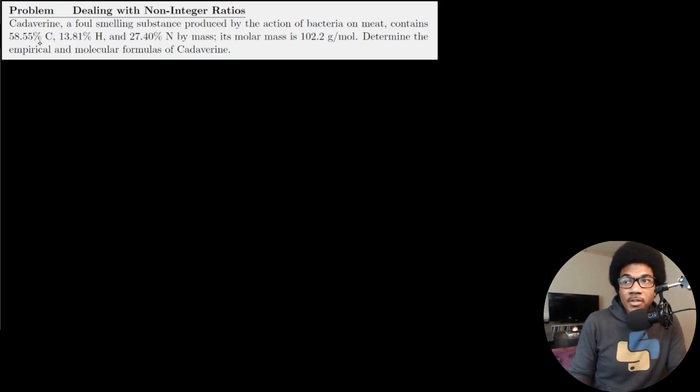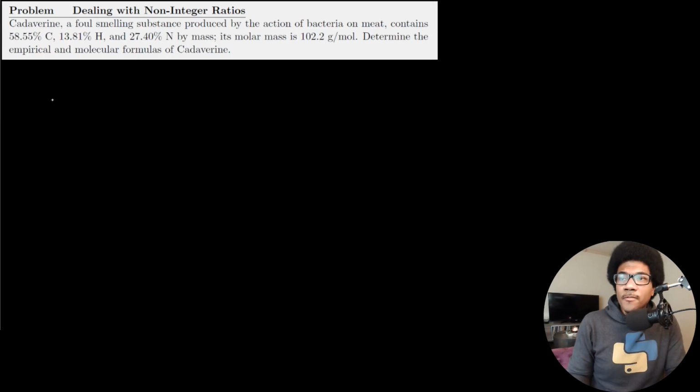It contains 58.55% carbon, 13.81% hydrogen, and 27.40% nitrogen by mass. Its molar mass is 102.2 grams per mole. Determine the empirical formula and the molecular formula of cadaverine.